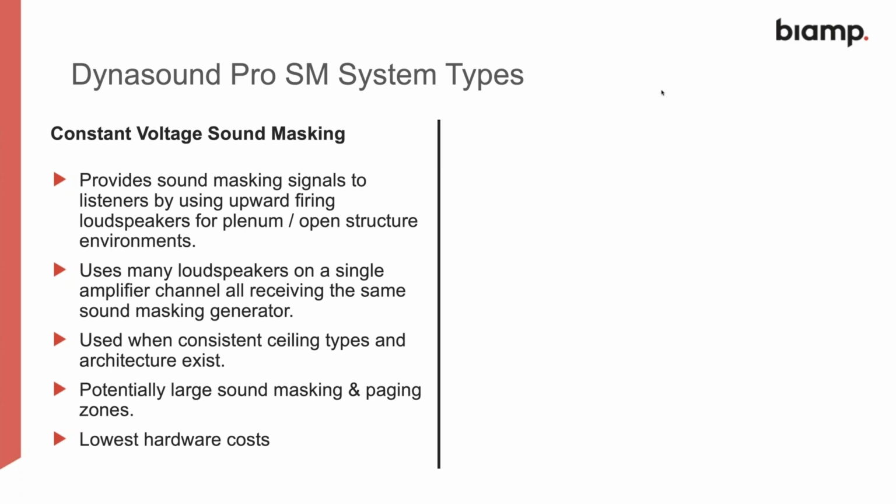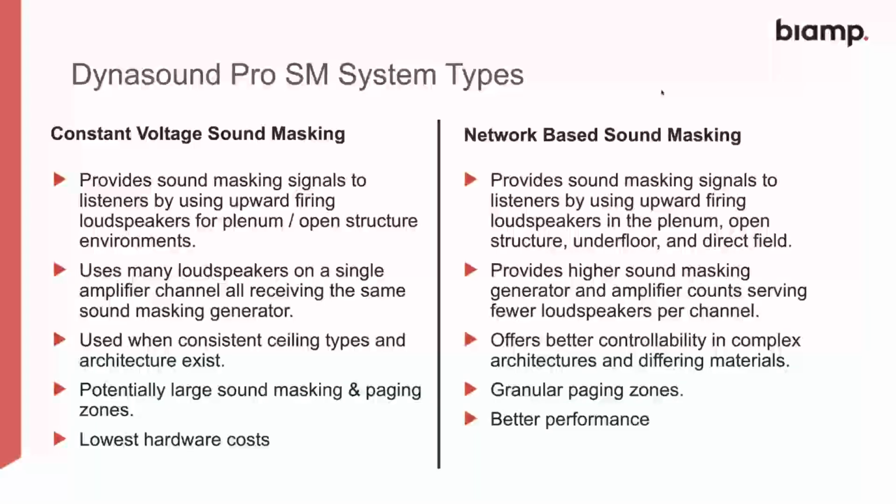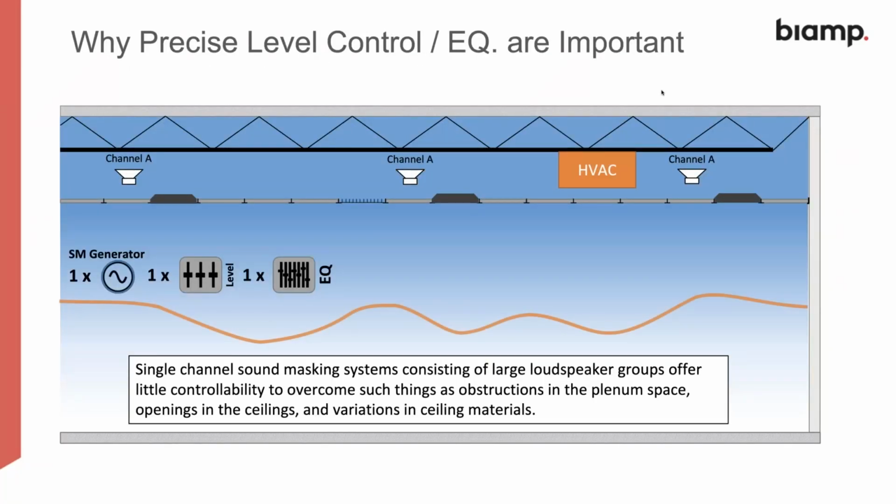It has very large sound masking and paging zones because of the amount of equipment that can be used in it. And it uses many loudspeakers on a single channel as well. Now, the network system also provides sound masking in the same way, but it can also be used in the underfloor and direct field environments as well. This provides higher sound masking generator and amplifier counts with fewer speakers per channel, and offers better controllability, so you can have much more granular performance in the paging zones as well. And let's look at why this is important.